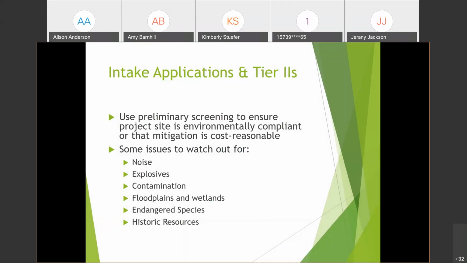For intake applications and Tier 2 level reviews, you should use a preliminary screening to ensure the project site is environmentally compliant or that mitigation is cost reasonable. Some issues to watch out for: noise, for example. A noise-sensitive land use would be a residential area or a nursing home. That would be important to watch out for. Is the noise level more than 65 decibels?